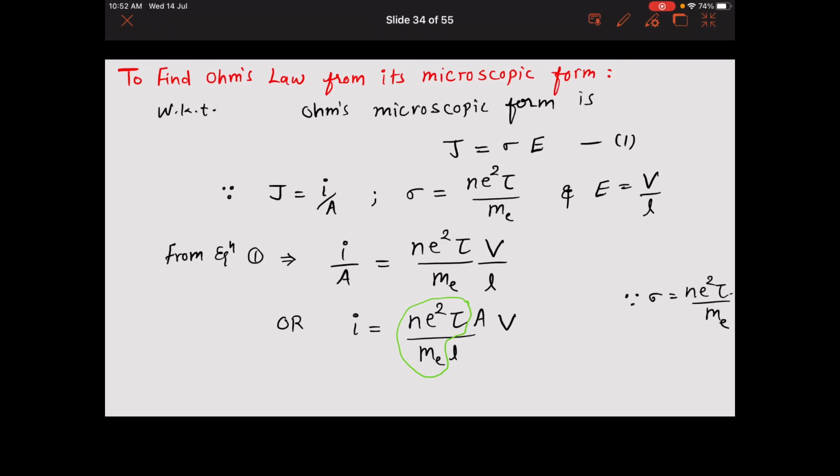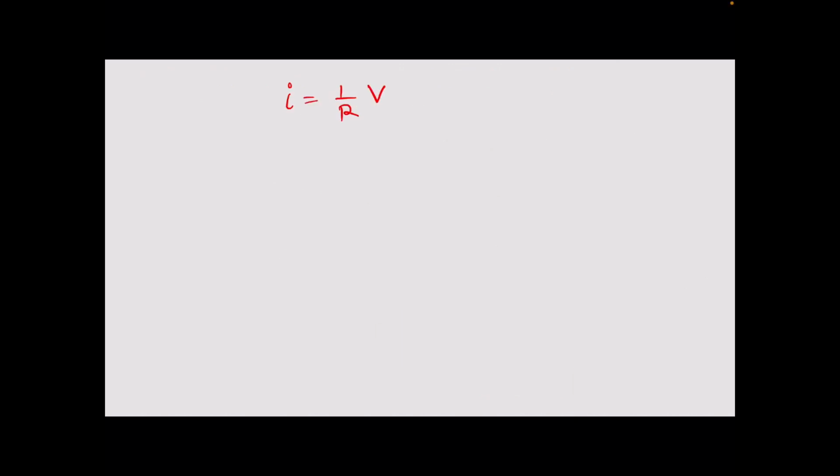Since sigma equals n e square tau by me and rho equals 1 by sigma, therefore we can write I equals sigma A V by L, or I equals A upon rho L into V, or we can write I equals 1 by R into V.